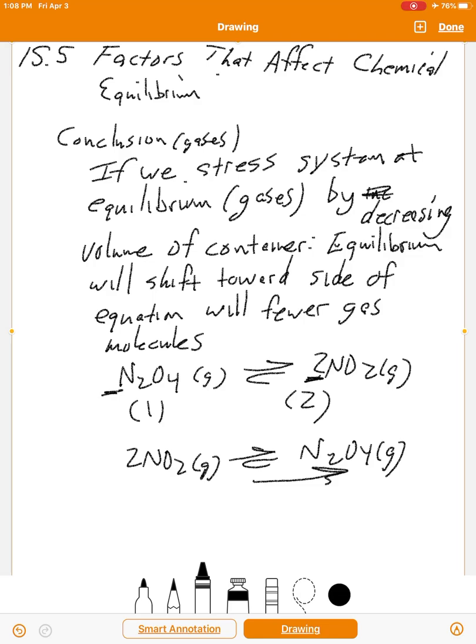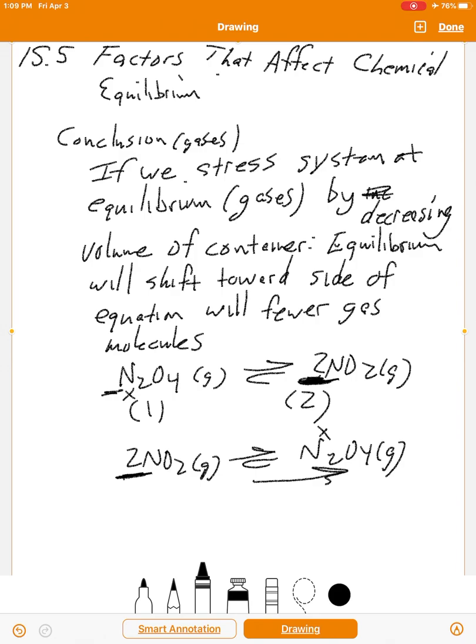Now, what about the opposite of that? Suppose we increase the volume. Increasing the volume has the exact opposite effect. Increasing the volume will shift the equilibrium toward the side with more moles of gas. So if we increase the volume, it'll go more to this side in this equation, and away from this side. Okay, so that's their effect.